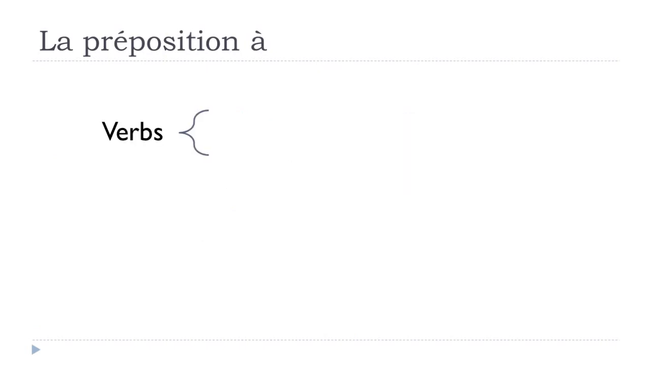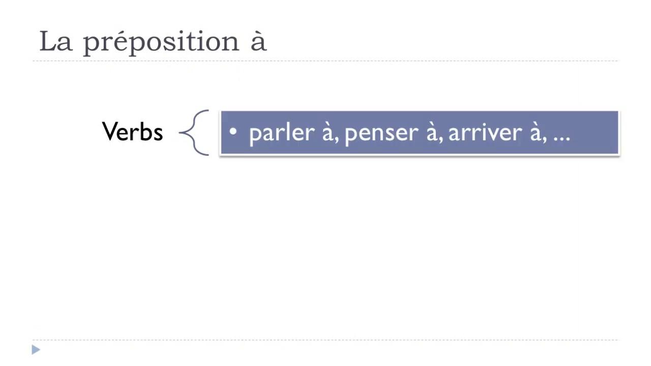Okay. So with verbs, because some verbs, and these are only examples here because we've got many verbs that require this preposition à. So parler, parler à, to talk to. Penser à, to think about someone or something. Arriver à, to succeed in doing something.